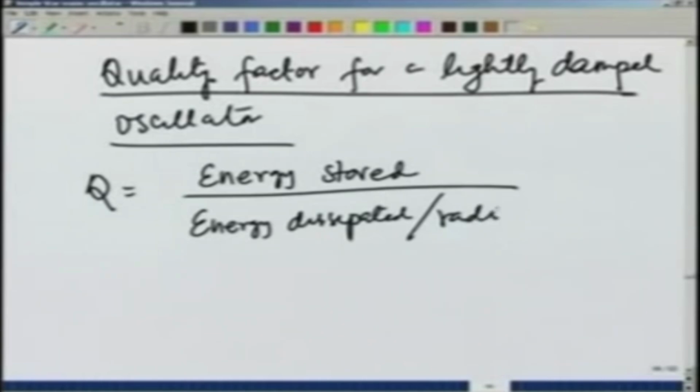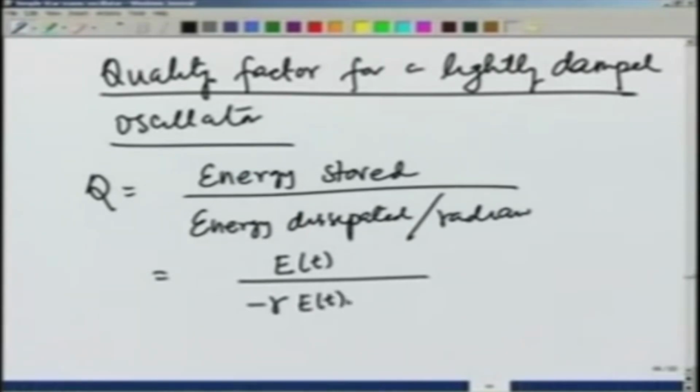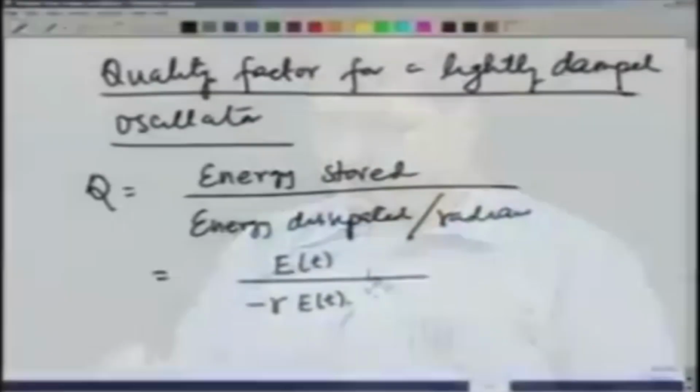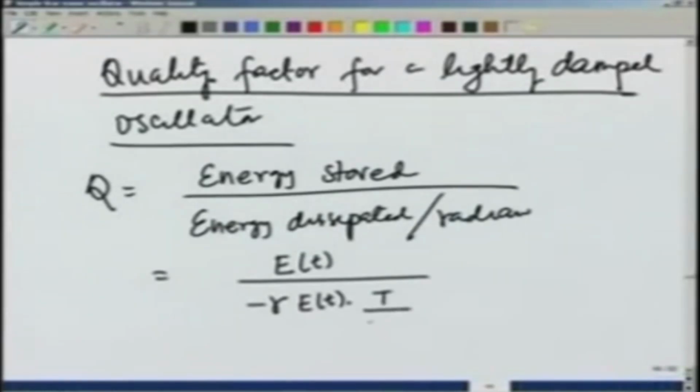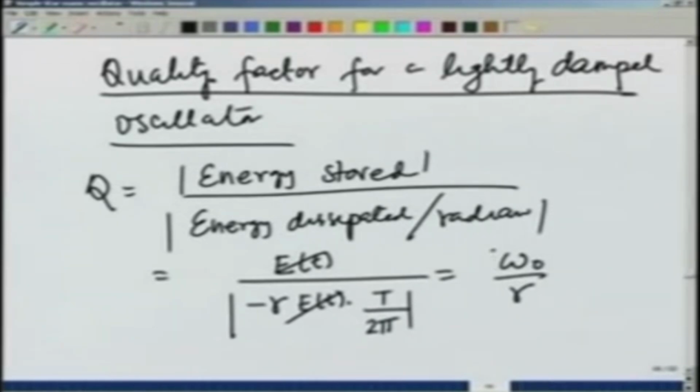per radian of cycle. Energy stored at any time is E(t), and we have seen that dE/dt is minus gamma E(t), and the time that it takes for it to complete 1 radian is going to be T over 2 pi. So, this comes out to be omega 0 over gamma. I take the magnitudes, so there is no question of minus sign. This is known as the quality factor of an oscillator. Higher the quality factor, less the decay of energy.